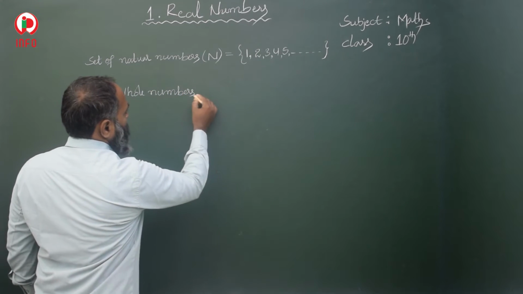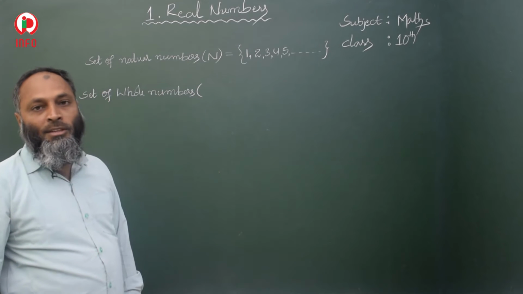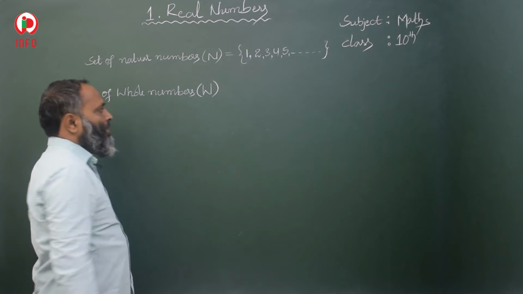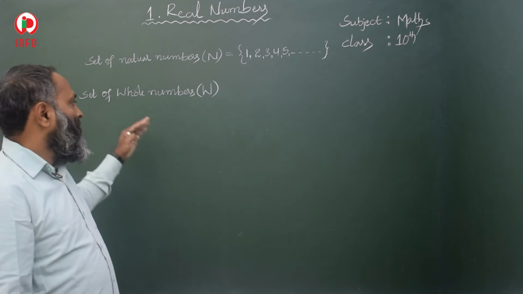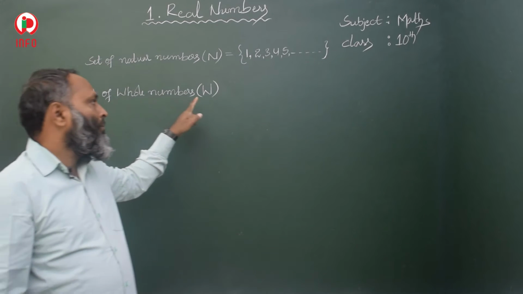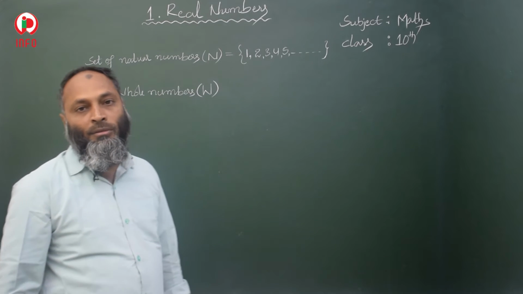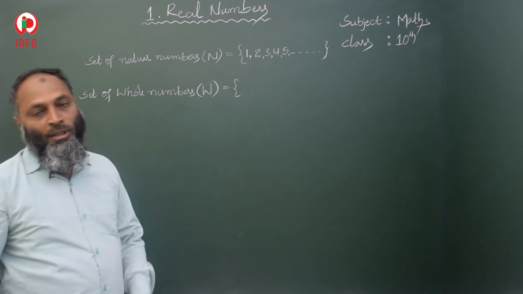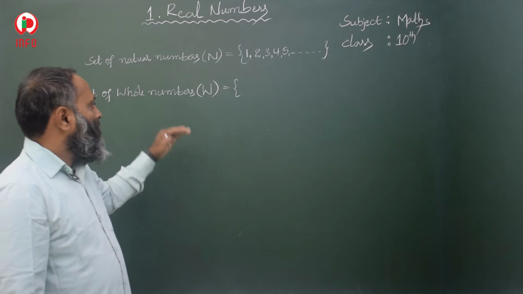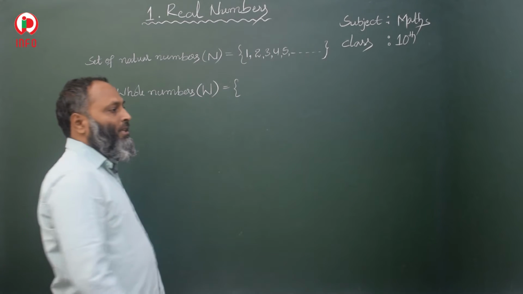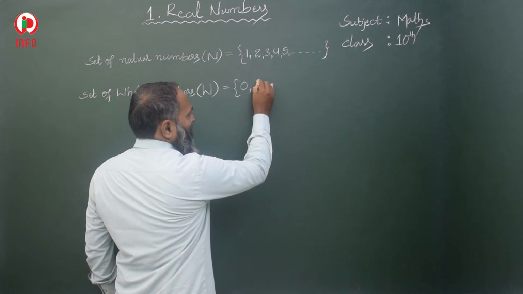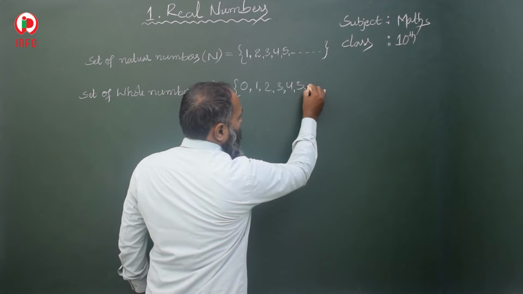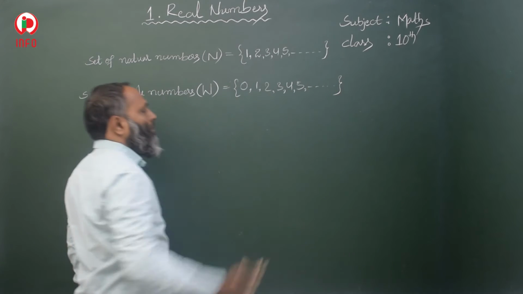Set of whole numbers. The set of whole numbers is represented with the letter capital W. So this is the set of natural numbers, and this is the set of whole numbers. What type of numbers are there in the set of whole numbers? The set of whole numbers starts with 0, 0, 1, 2, 3, 4, 5 and so on up to infinity.